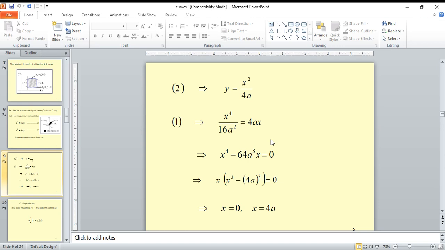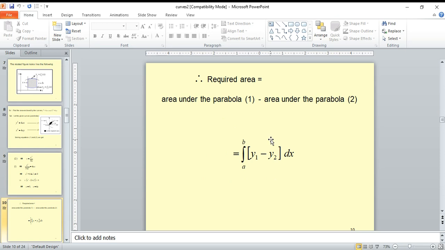X power 4, take the right side, cross multiply this. X power 4 equal to 16, 4 into 16 is 64, a into a cube into x. Take the left side. That is x power 4 minus 64 a cube x equal to 0. Take out x as common. x into x cube minus 64 a cube equal to 0. x equal to 0, x equal to 4a. This we will use.